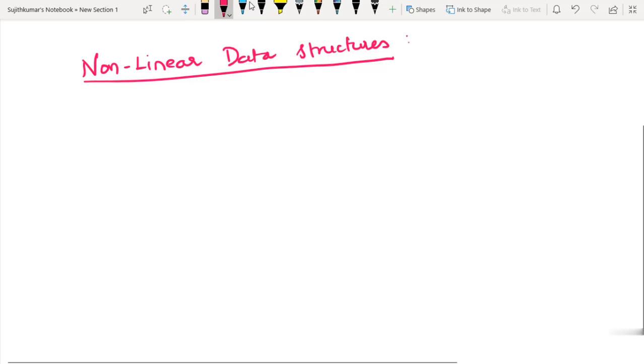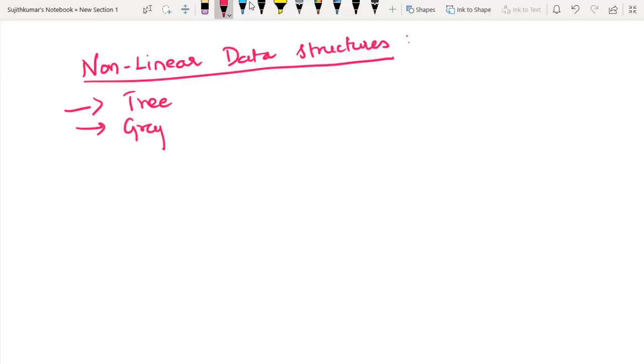I think those are very important for all the tech interviews and coding contests. In almost all the tech interviews, they may be asking you questions from these non-linear data structures, so I'll be giving you a lot of knowledge on them. Basically, we have two important non-linear data structures. One is called tree and another one is called graph. These are the two basic non-linear data structures.